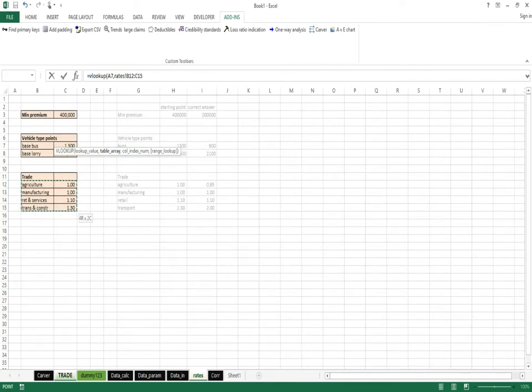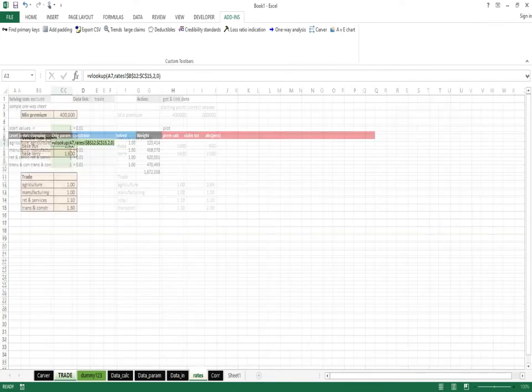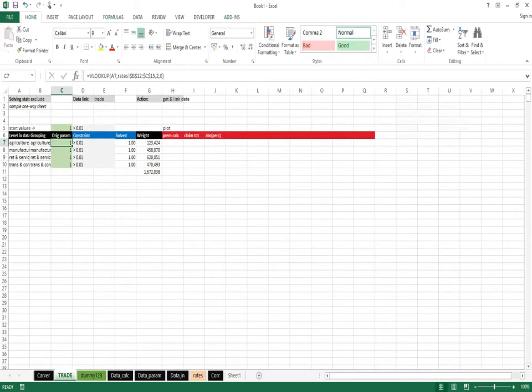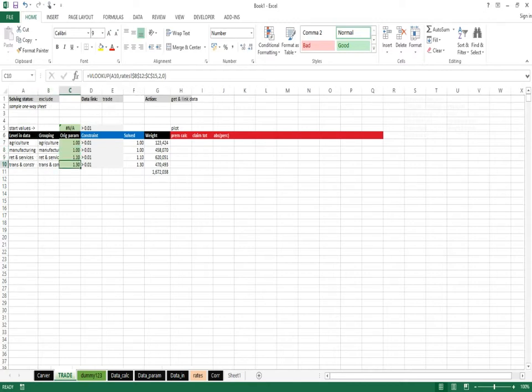There we go. So the current rate for agriculture is 1, and then it's 1 for manufacturing, 1 for retail and services, and 1.3 for transport. Okay, so we have trade.